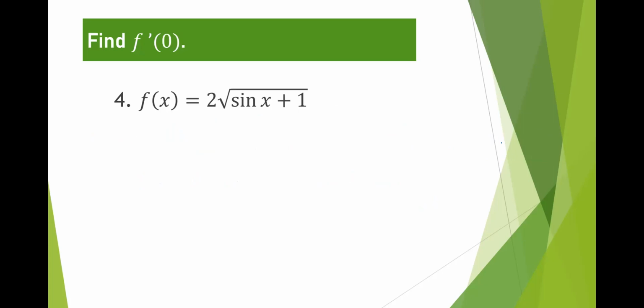Find f prime of 0. Okay, so assuming you have tried already answering, let's check your answer. Yan, kunin muna natin si f prime of x before we substitute the 0 to the derivative. Remember, this is the derivative of the function evaluated at 0. So, again, this can be written as 2 times sine x plus 1. It's like ito is being raised to what power pag square root? 1/2.